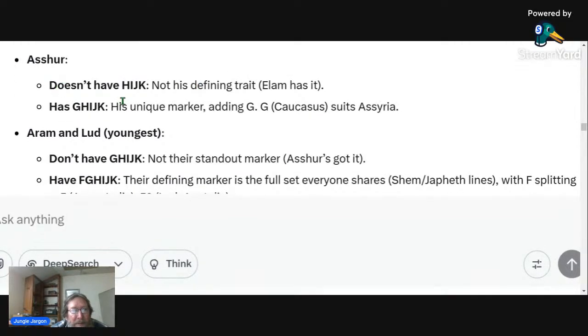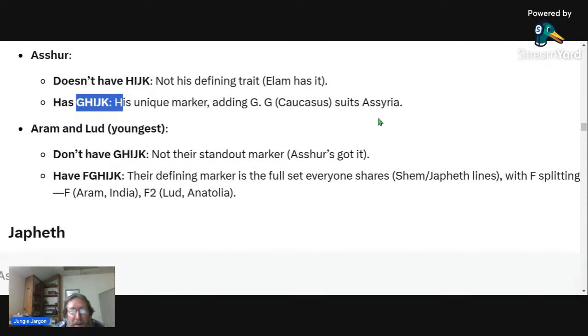So Asher doesn't have the HIJK marker as his defining trait. Elam has it, because Asher is younger than Elam, so that's why Asher doesn't have the HIJK marker. But he does have another marker that he shares with everybody else. It's a GHIJK marker, his unique marker.